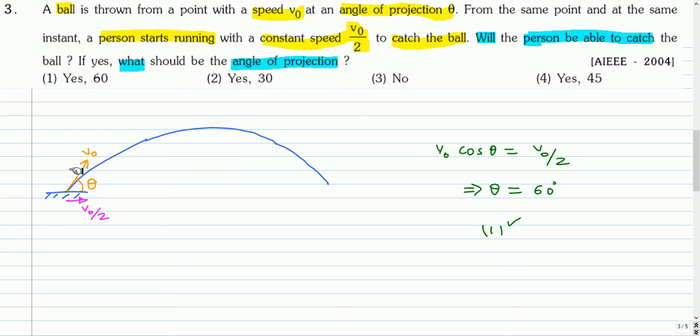So if the horizontal component of the velocity of the ball matches the speed with which the person is running, then the ball will always be at the same horizontal position as the man. So when the man reaches the point where the ball touches the ground, he will be able to catch it. So the condition for this to happen is that the horizontal component of the ball, that is v0 cos theta, should be equal to the speed with which the man is running, that is v0 by 2. So from this we get theta as 60 degrees. So the correct option is option 1.